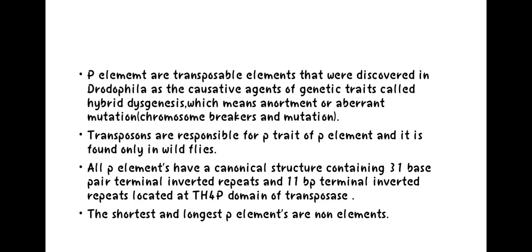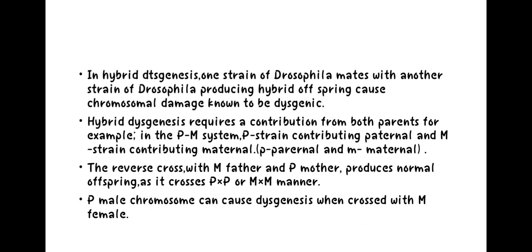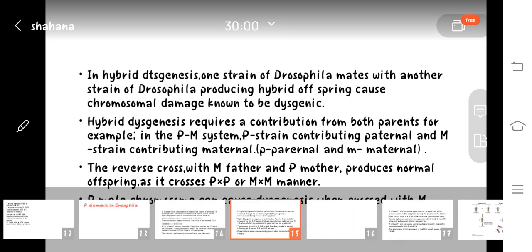Transposons are responsible for the P trait of P element, and it is found only in wild flies. All P elements have a canonical structure containing 31 base pair terminal inverted repeats and 11 base pair internal inverted repeats located at the domain of transposase. The shortest and longest P elements are non-autonomous elements.